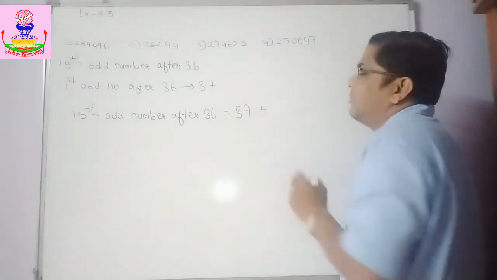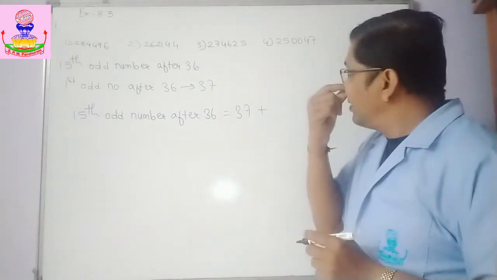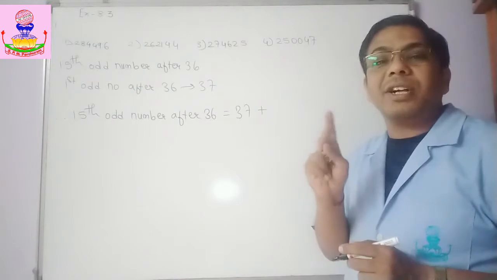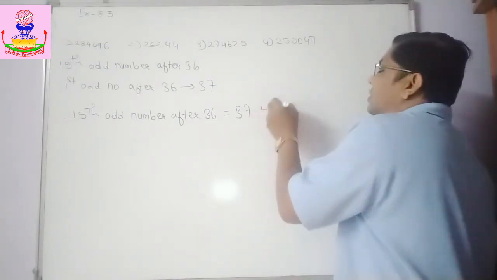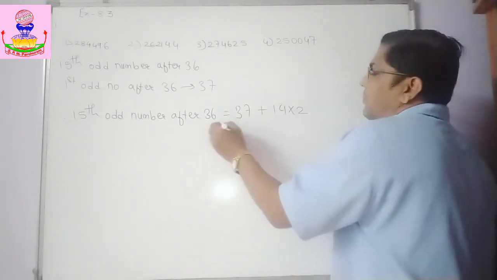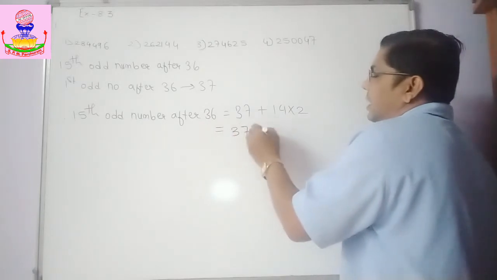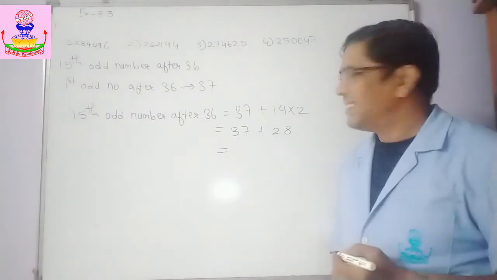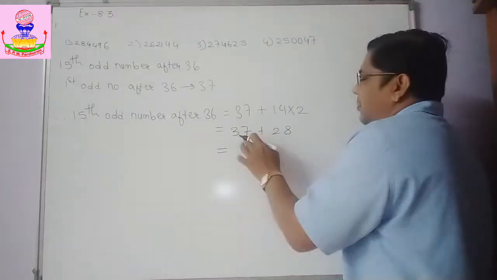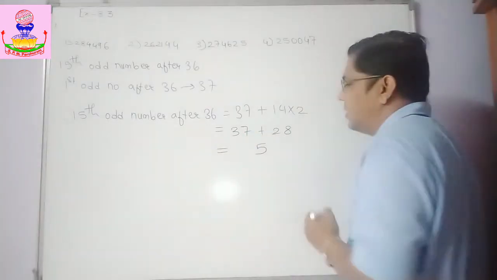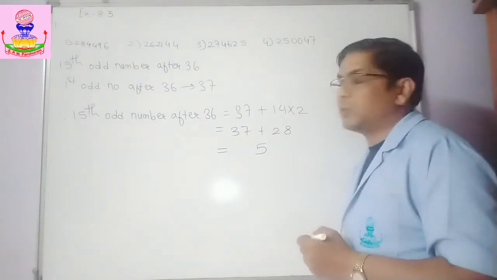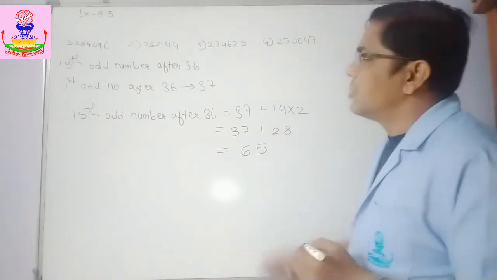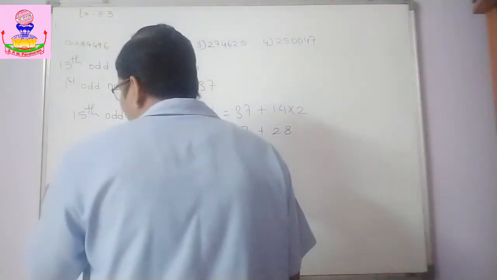Plus the remaining, how many are there? 14. And we know that the difference between two consecutive odd numbers is 2. So 14 into 2, okay, is 28. So 37 plus 28. Now 8 plus 7, 15. 1 carry on. 3 plus 2, 5. 5 plus 1, 6. So 65. So the cube root is 65.